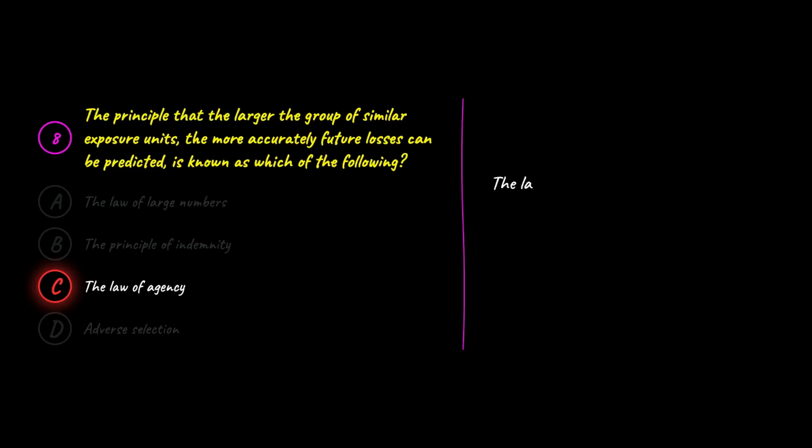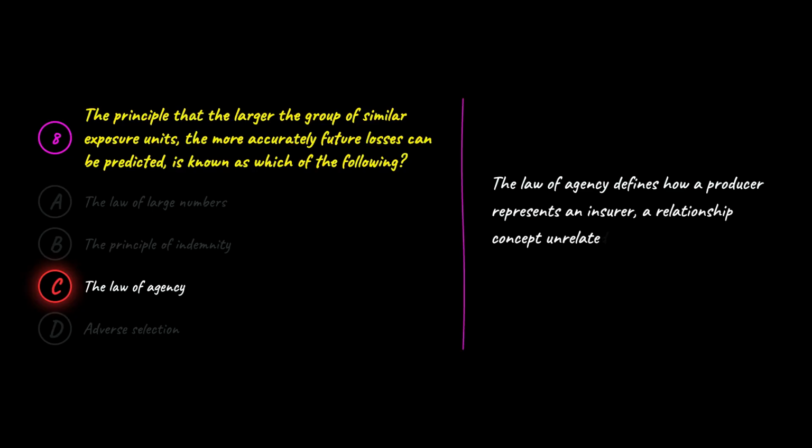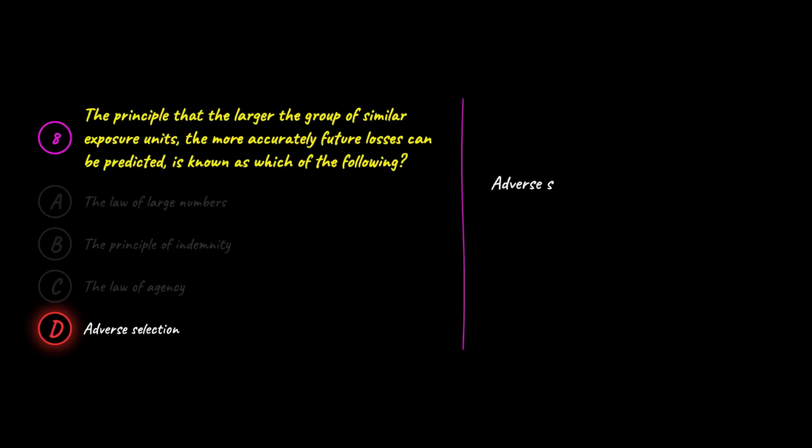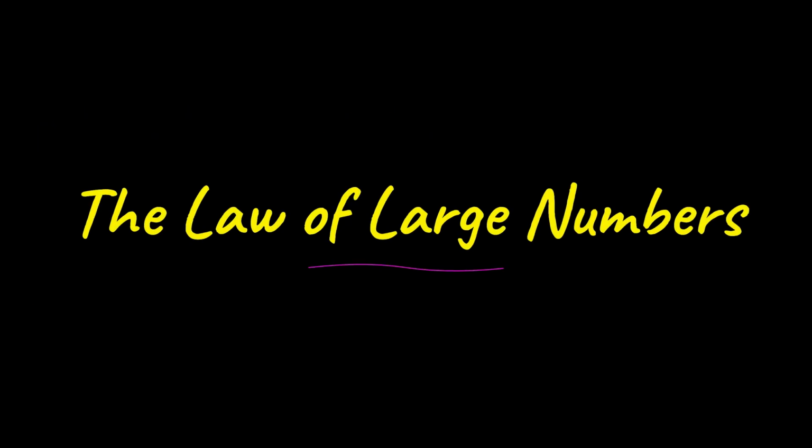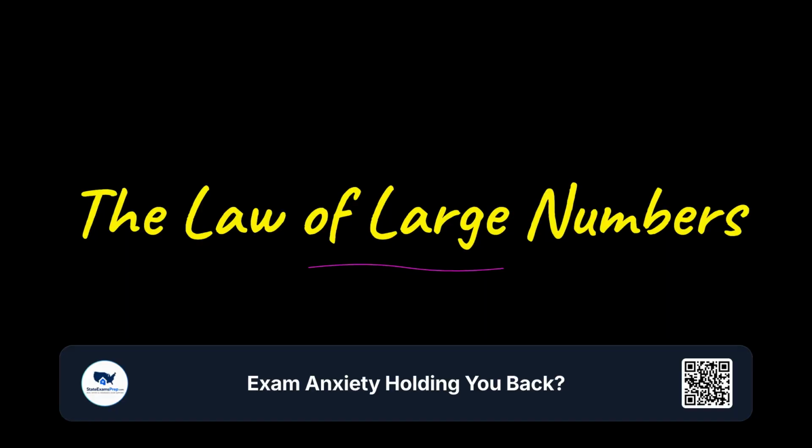C is wrong because the law of agency defines how a producer represents an insurer, a relationship concept unrelated to predicting losses across a group. D is wrong because adverse selection is the tendency of poorer risks to seek coverage, a problem underwriting solves rather than a forecasting principle. The entire promise of insurance rests on one convenient piece of math. Individual events that are wildly unpredictable become highly predictable in bulk.